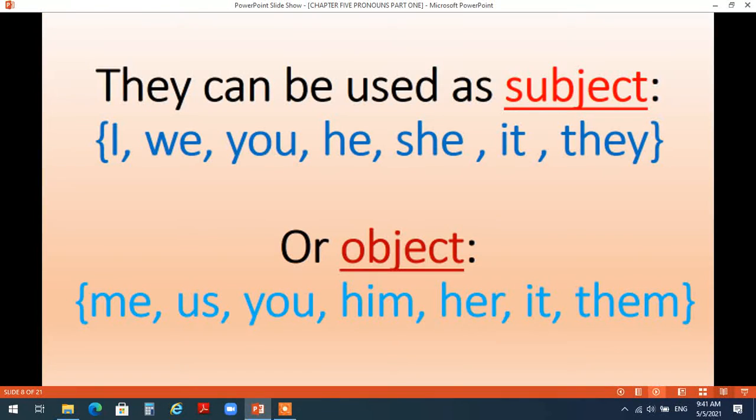Now, regarding the personal pronouns also, some of them can be used as the subject, while the others are used as the object. Regarding the personal pronouns which are used as subject, they include I, we, you, he, she, it, and they. As for the personal pronouns which are used as object, they include me, us, you, him, her, it, and them. So these are the two types of personal pronouns. Some of them are used as subject in the sentence, while the others are used as the object in the sentence.